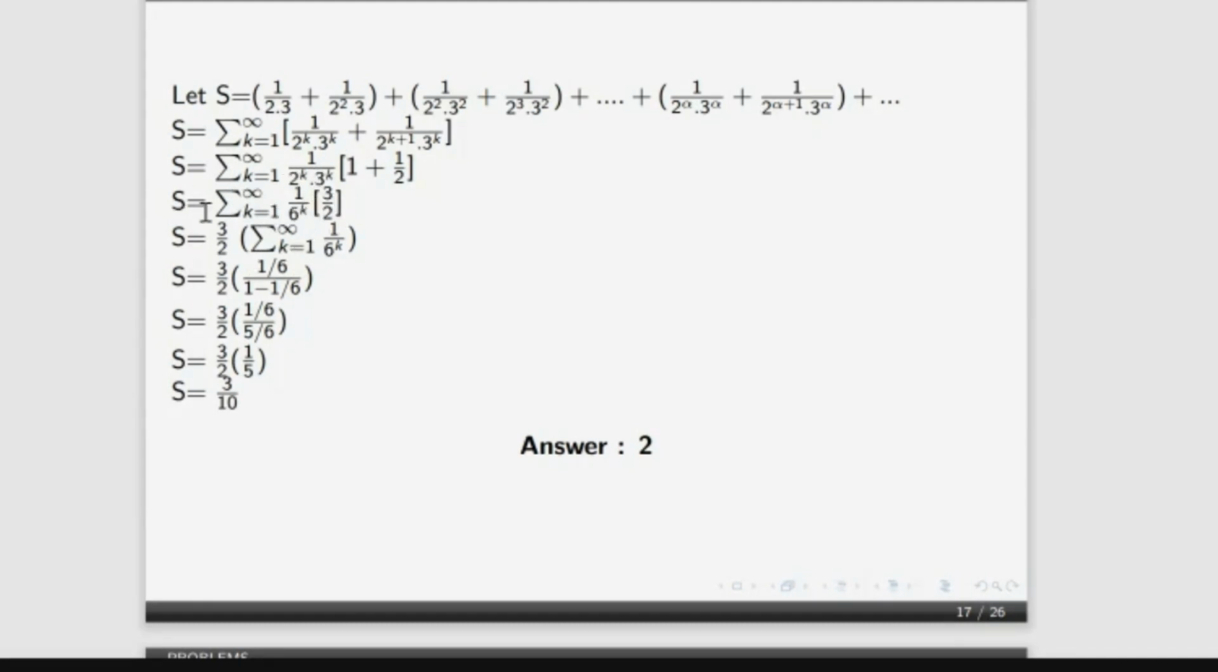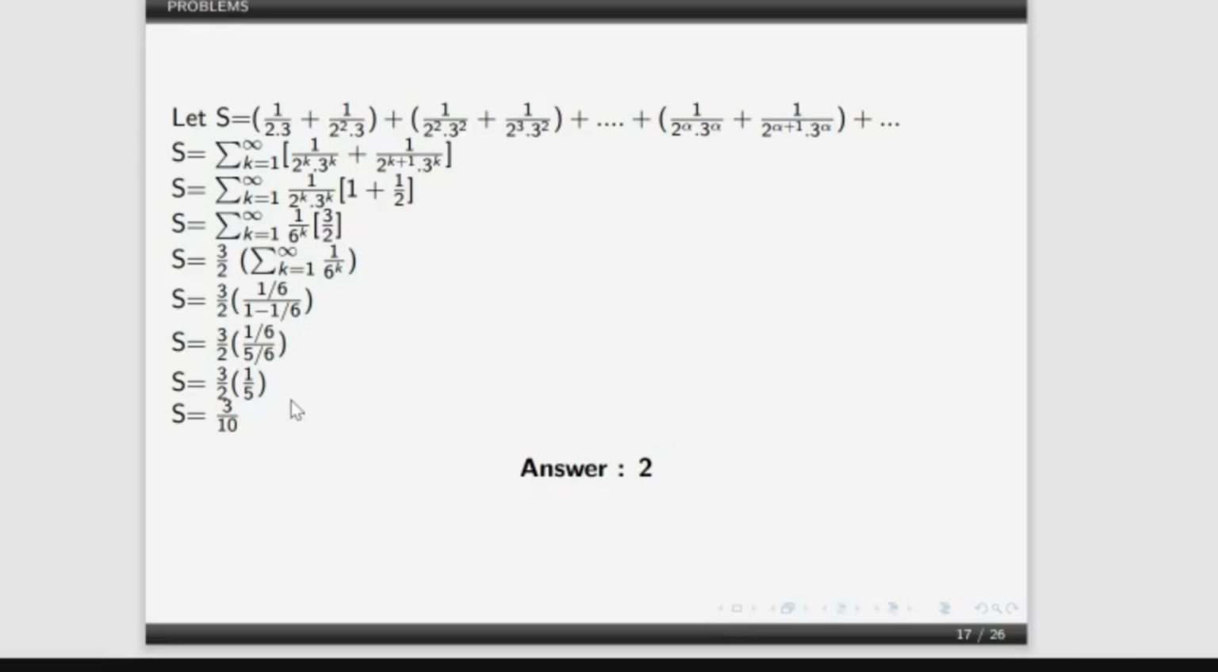So this is clearly a geometric series with ratio less than 1. So in that case, we have obtained that the series sum is equal to 1 by 1 minus r, where r is the common ratio. Right. So here my r value is 1 by 6. It becomes 1 by 6 by 1 minus 1 by 6. That is 1 by 6 by 5 by 6. So 3 by 2 into 1 by 5, which is 3 by 10. So this was comparatively a direct kind of calculation. So is there any doubt?